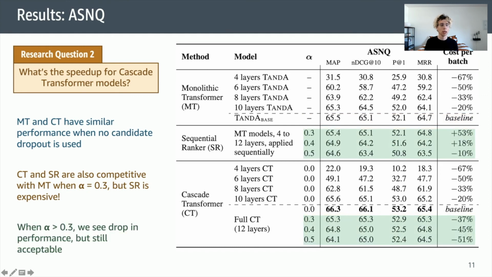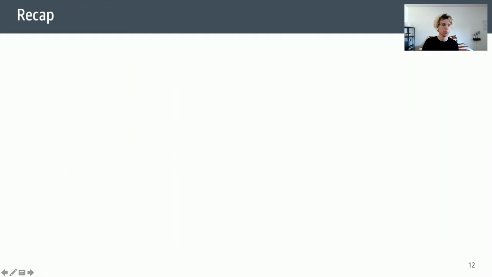When we use a larger value of alpha, we see a larger performance drop compared to the state-of-the-art, but this performance drop is really gradual, which is good because as we increase alpha, we can achieve a much larger reduction in cost per batch. And for a full study of the behavior of this alpha parameter, I suggest you look again at our manuscript for more information.